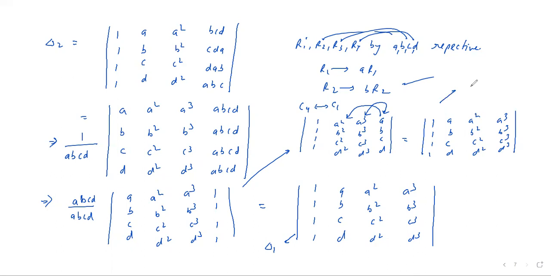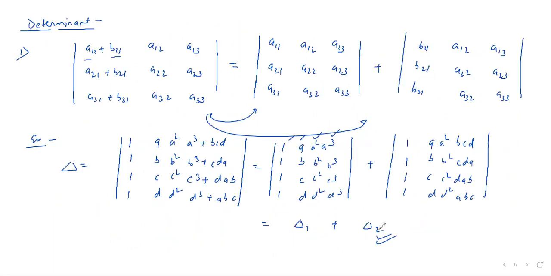So we have made a total of three interchanges. We also know that whenever we interchange two rows or columns, the determinant is multiplied by minus one. So it would be minus one cubed because we have done it three times. So we got that this is equal to minus delta 1. We have delta 1 plus delta 2, and we got that delta 2 is equal to minus delta 1. That is delta 1 minus delta 1 equals 0. So we got our determinant as 0 in this case.